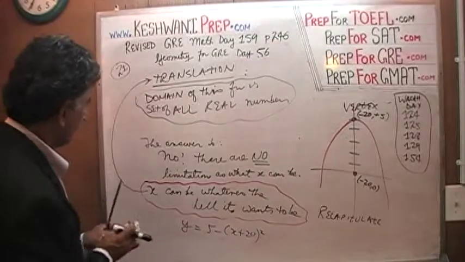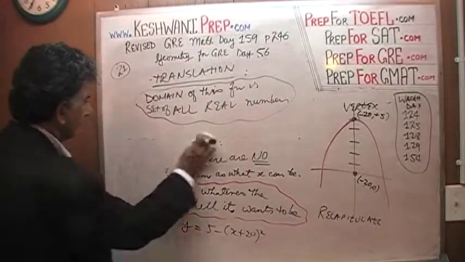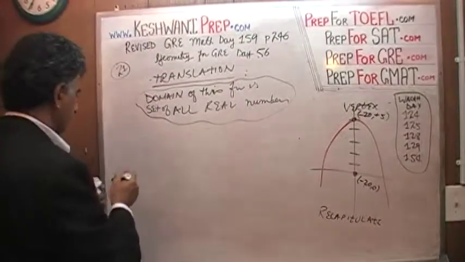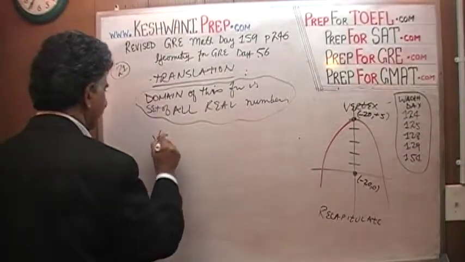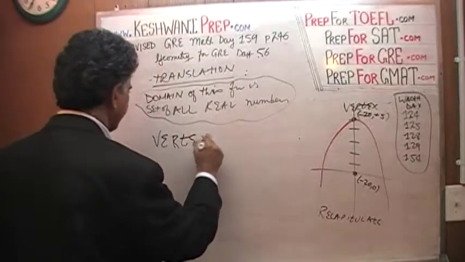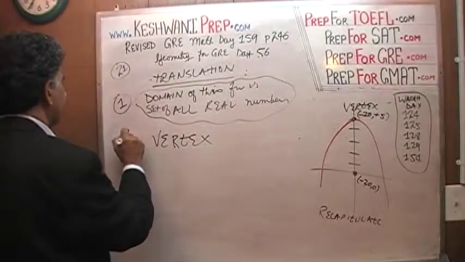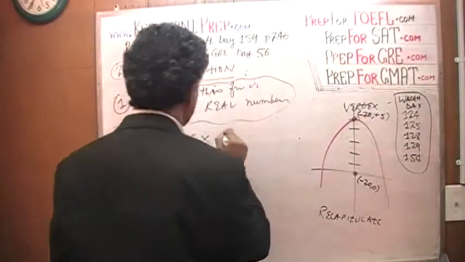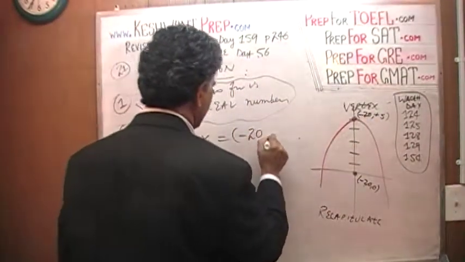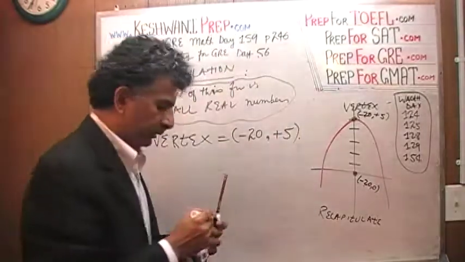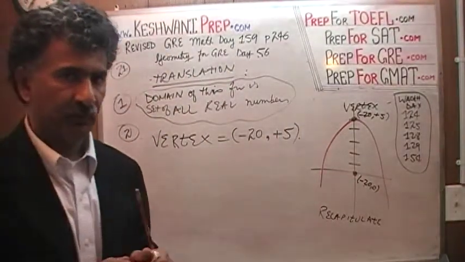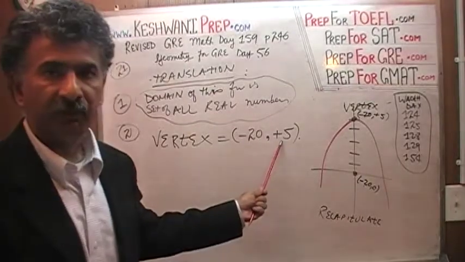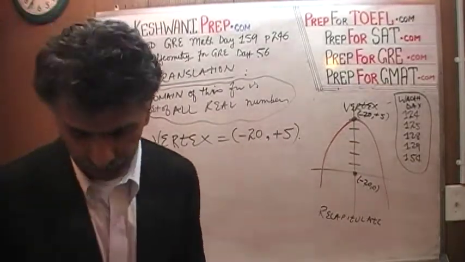I'm going to erase all of this. We don't need any of it. Next question is, what is the vertex of this function? Well, the vertex of this function is right here. Negative 20 and 5. X is negative 20. Why is x negative 20? Because it has been shifted to the left by 20 units. Why is y positive 5? Because it has been shifted up by 5 units. And that's all. So that was the second question.